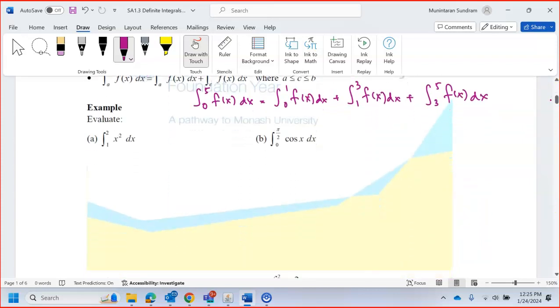All right, example. The keyword will be evaluate. When it's asked to evaluate, normally your answer should be a numerical value. Integral 1 to 2 of x squared dx. First of all, open a big bracket. We know the integral of x squared is x cubed over 3, and you substitute 1 and 2. Sub the 2 in, you get 8 over 3 minus 1 over 3. 8 minus 1 is 7 over 3. That's it.